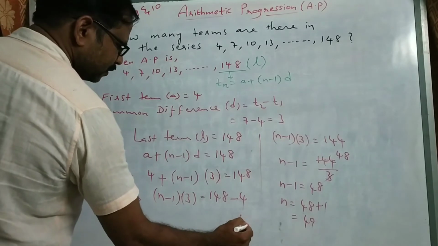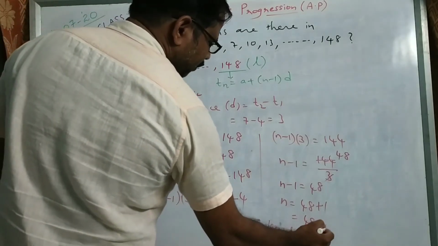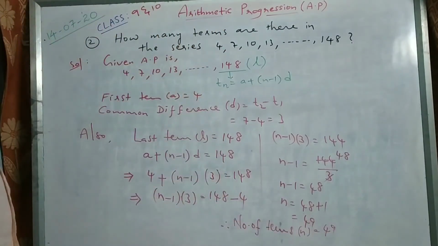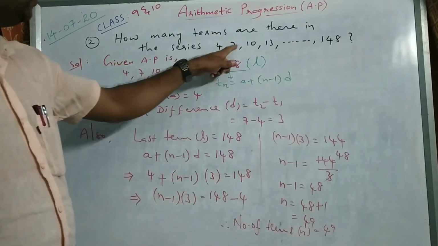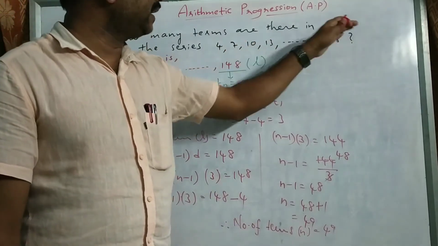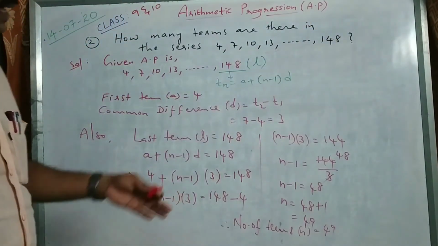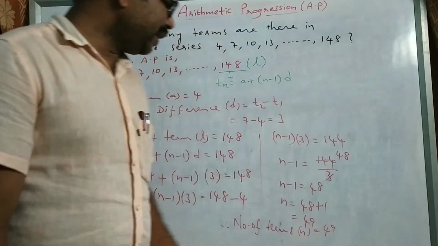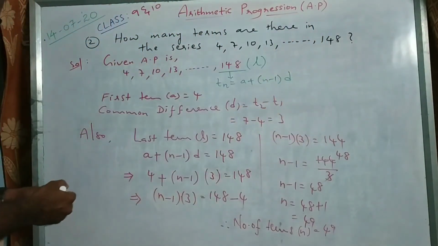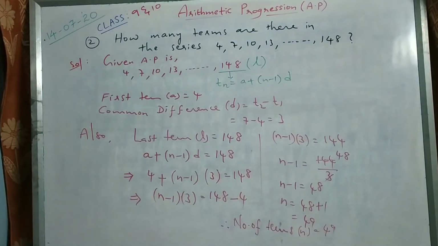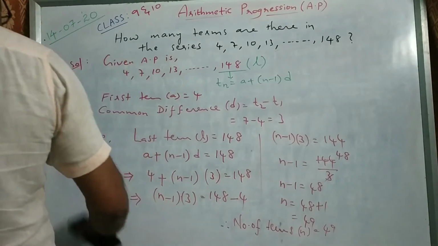Number of terms n equals 49. How many terms are there in this progression? 49 terms are there. 1, 2, 3, 4, 5, 6, like that. The 49th term is 148. That is the last term, no? So 49 terms are there, and the 49th term is 148. Okay? Look at the same model once more, then you can understand.